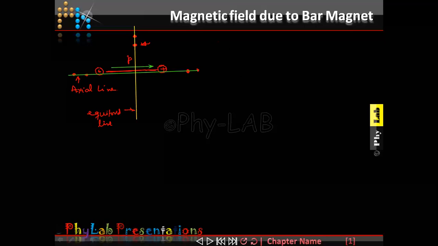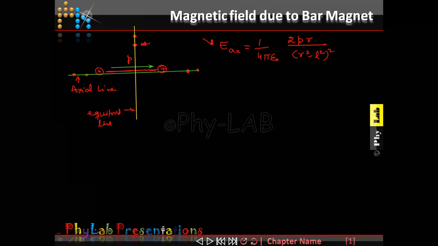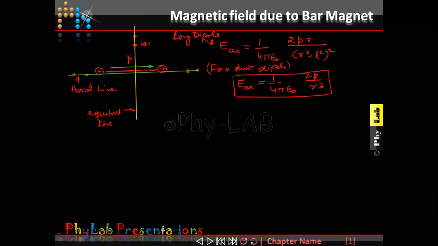Now, recall that the electric field at the axial position was given by the formula 1 upon 4 pi epsilon naught, 2p r upon (r square minus l square) whole square. Now student, this formula was applicable for a long dipole. There you derived it, so the derivation in electrostatics is important. And for a short dipole, if you remember, the formula that came out on the axial line was 1 upon 4 pi epsilon naught, 2p upon r cube. But this formula was applicable only when you had a short dipole available. These were the two formulas, children, which you studied there.